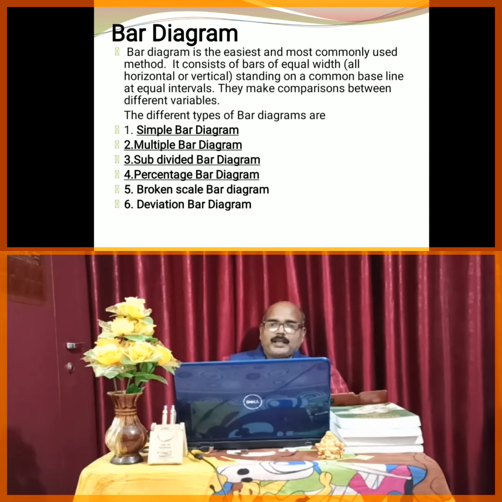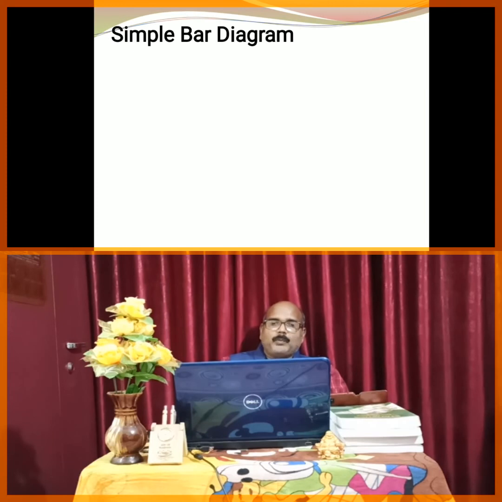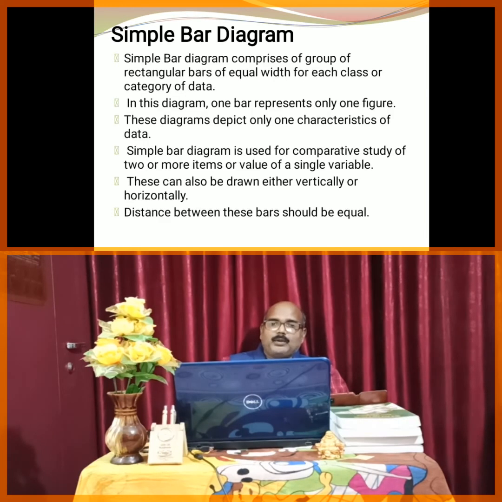A simple bar diagram comprises a group of rectangular bars of equal width for each class and category of data. In this, only one set of data or one characteristic of data is taken into account. And the simple bar diagram is generally used for comparative study. When you compare two sets of values, generally simple bar diagrams are used, and it can be drawn either vertically or horizontally, and generally vertical bar diagrams are used more.